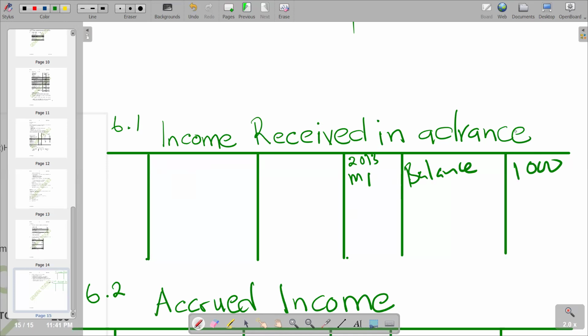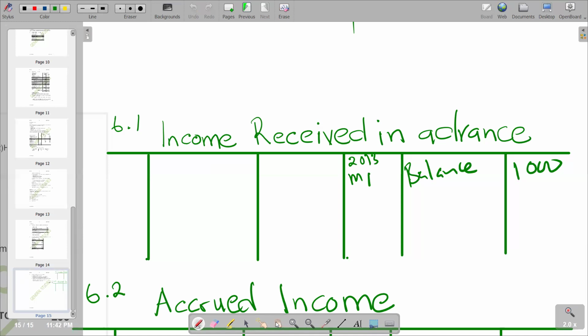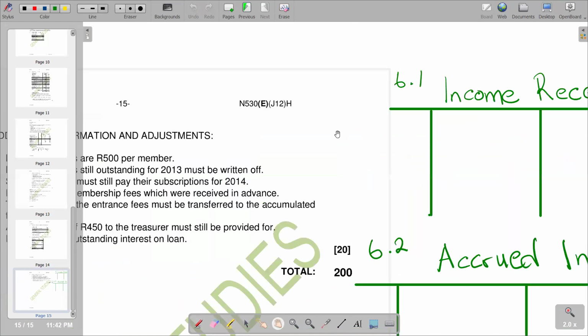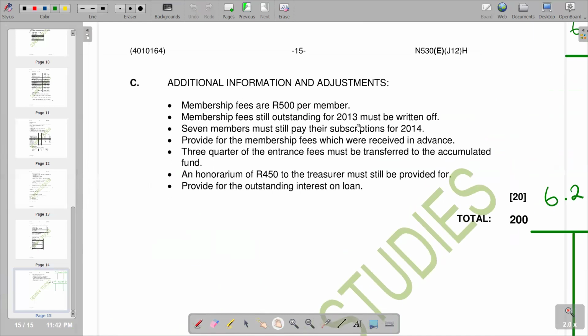And then we try to see, according to the additional information, what do we have. That's where we are going to see how we are going to treat the other entries. This is our extra information. So let's go through and see anything that can lead us to in advance, any adjustment that needs to be done pertaining to in advance.